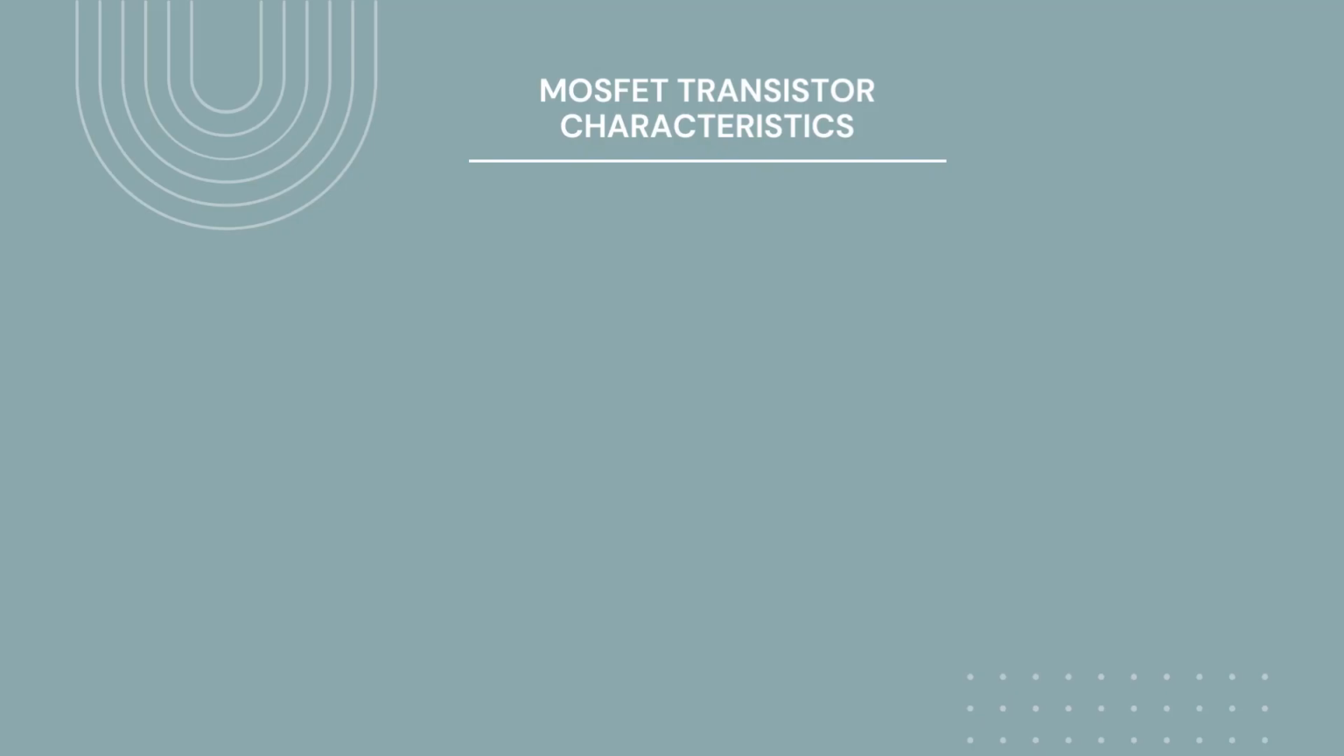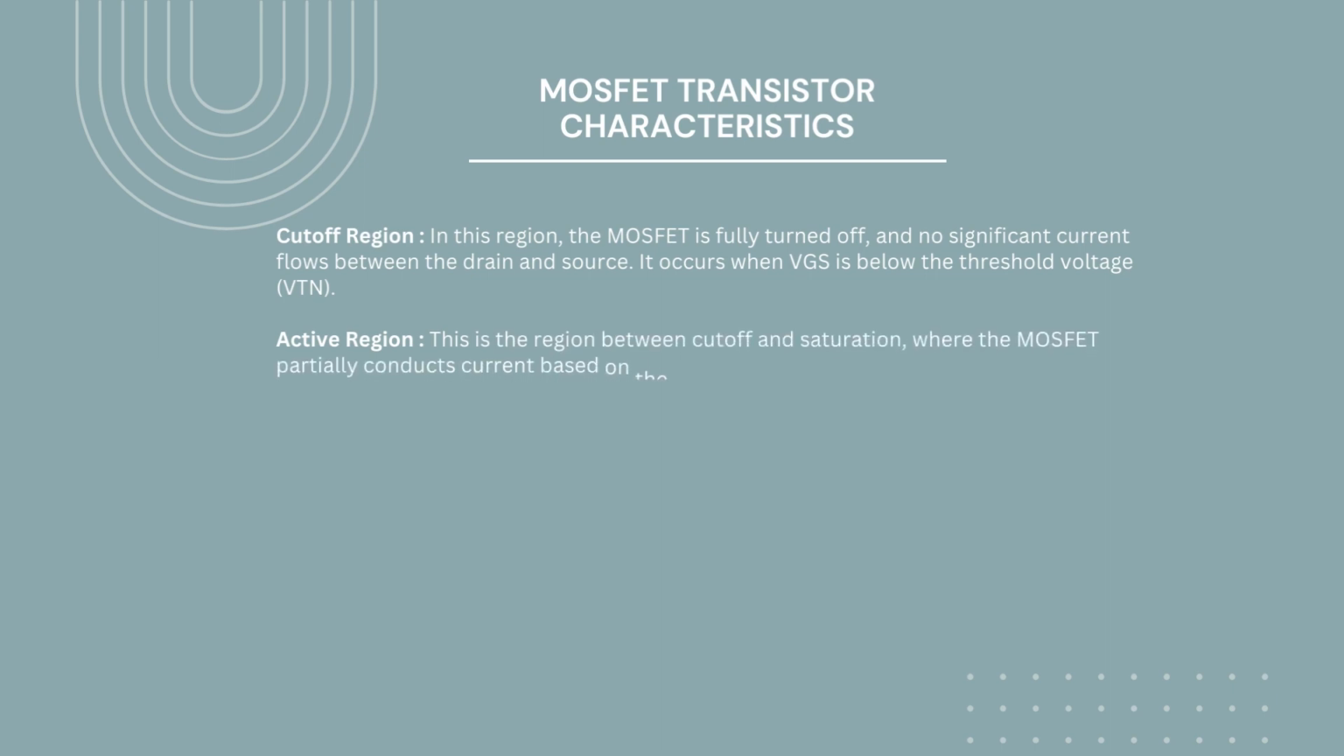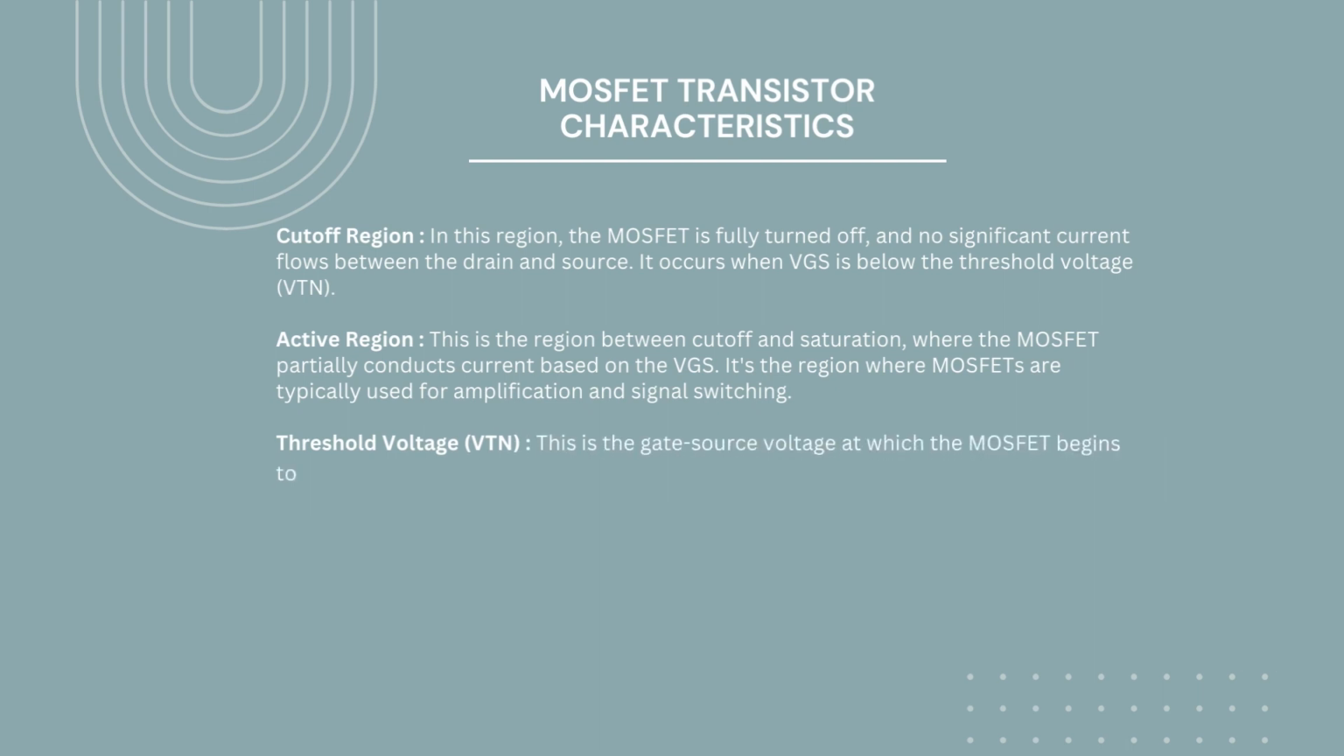Further, we are going to discuss the cutoff region. In the cutoff region, the MOSFET is turned off and no current flows between the drain and source terminals. It occurs when VGS is below the threshold voltage. So, if my gate voltage is less than the threshold voltage, then the transistor will be turned off and no current will flow in the circuit. This region is called the cutoff region.